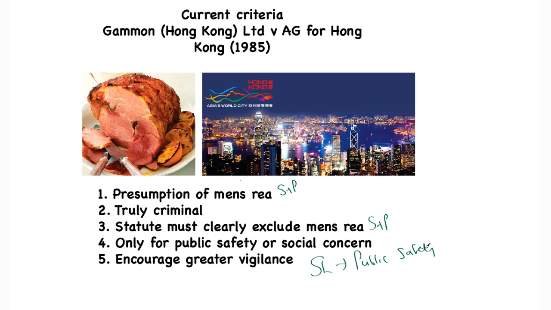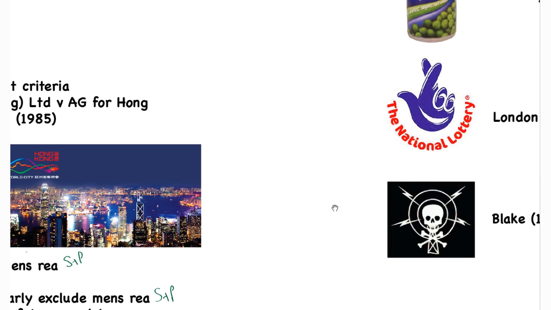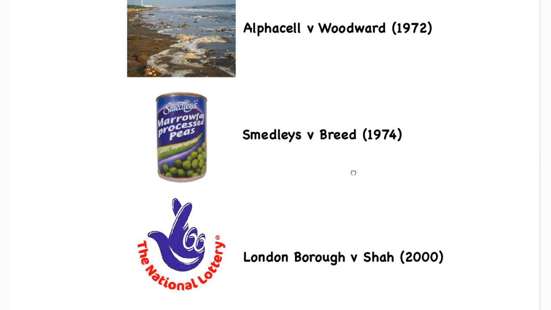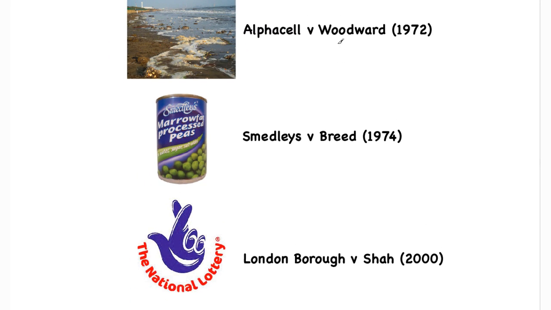All right, and we'll have a look at that by looking at some key examples. And I've got 4 key examples for you. The first is Alphacell versus Woodward. In Alphacell versus Woodward, the defendants are paper makers who pollute a river because their pipes get blocked. And they are automatically found liable because it's an offence of strict liability. Their fine is only £20.